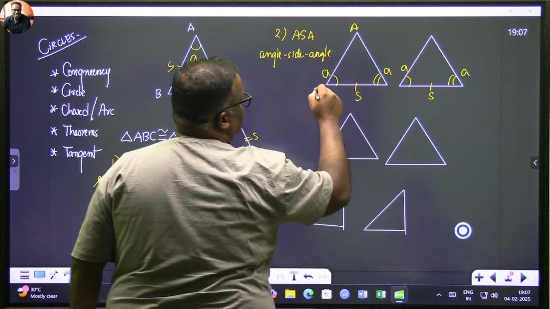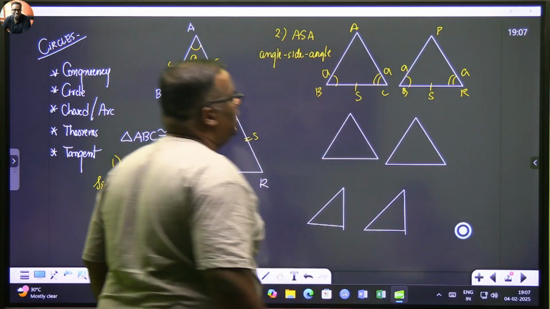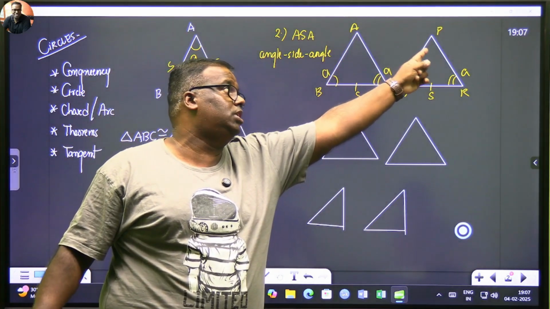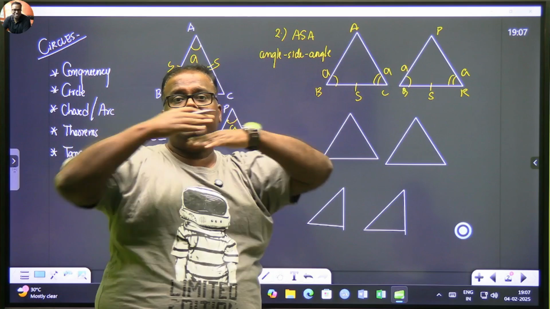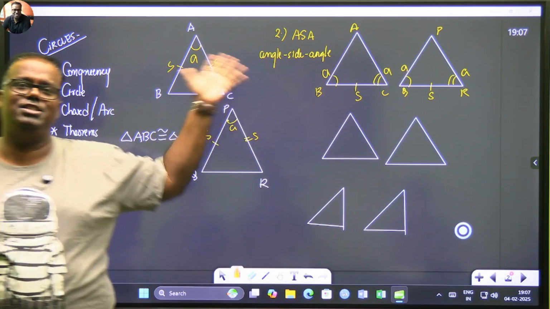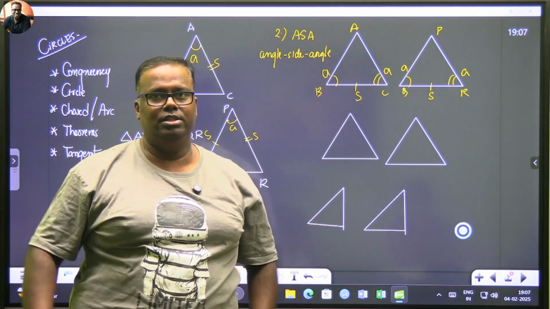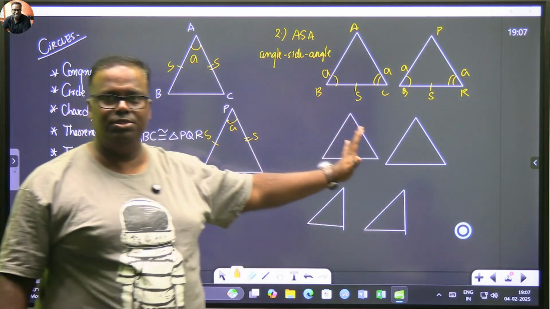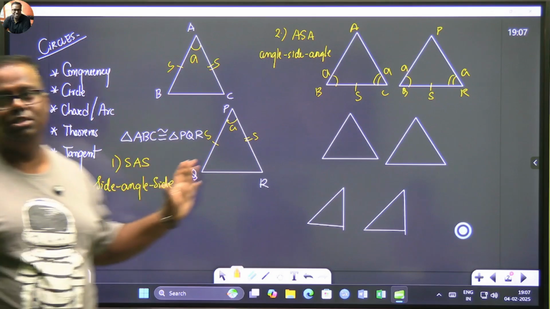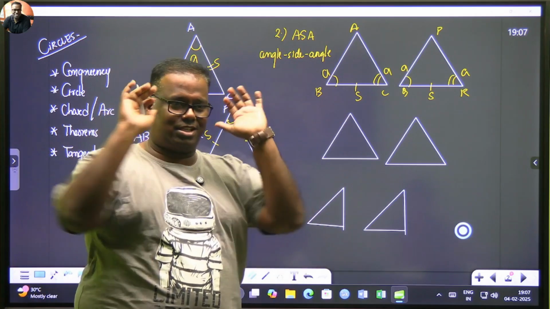Let me again make this as ABC and this as PQR. ABC is congruent to PQR if two corresponding angles, any two corresponding angles, if we have picked up this, then this should be equal to this. Two corresponding angles and the side included between the angles. It is just the opposite of SAS. In SAS, the angle was included; in ASA, the side is included. Are you sure, children, you understood these two? Okay. So we used to learn it like that. This is SAS. This is ASA. And then the next is SSS.